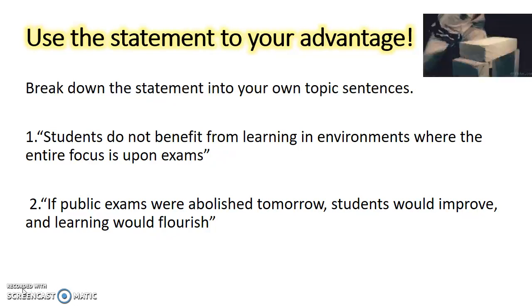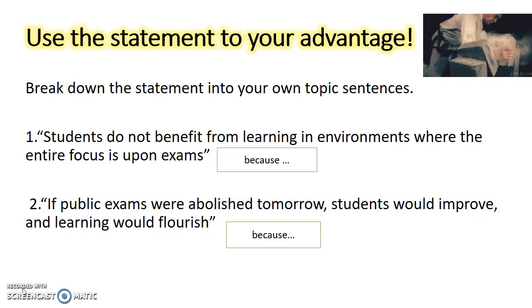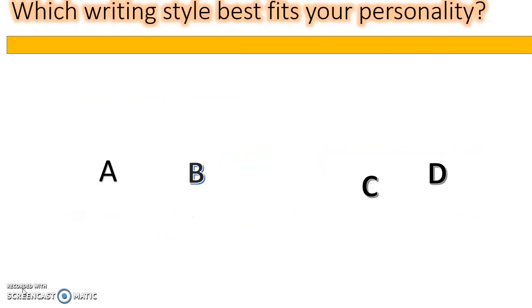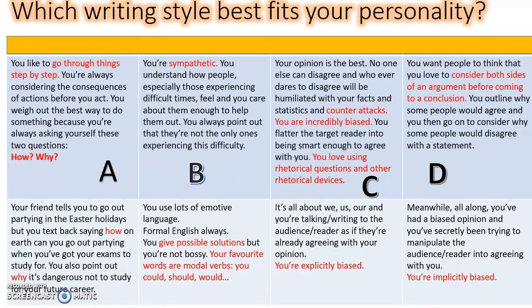And then you've got the second statement: if public exams were abolished tomorrow, students would improve. So you have to see whether you need to explain your point of view in respect of these statements. And if you agree, you just have to simply add because, and then you agree. So I'd like you to have a go at familiarizing yourself with the different writing triplets.